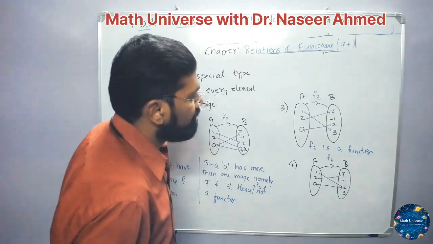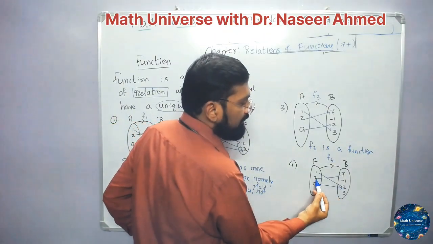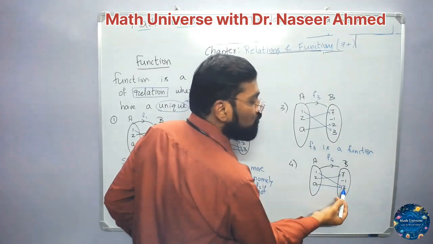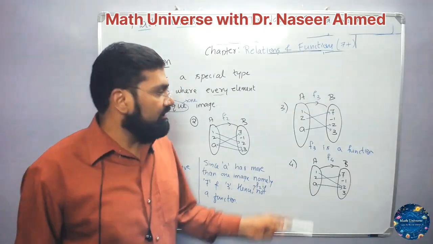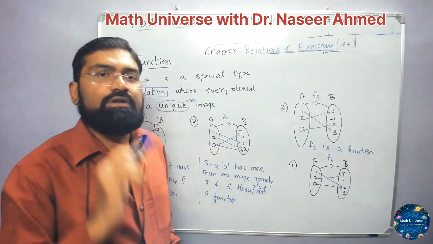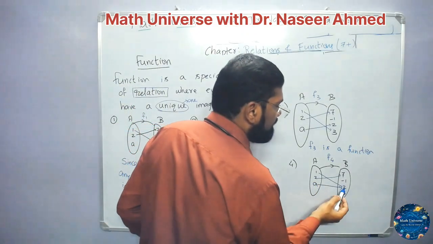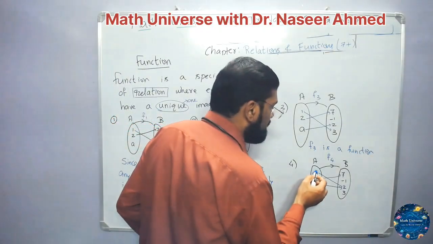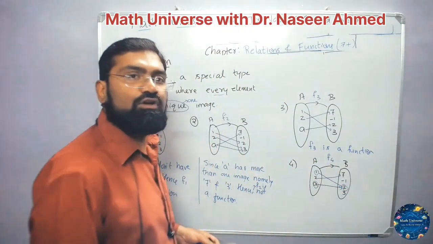Come to F4. What is the image of 1? 2. Only one image. What is the image of 2? 7. Only one image. What is the image of A? 2. Only one image. Many students will be thinking, now what do you think? Is F4 a function or not a function? Some students will think that since 1 and A have the same image, 2, therefore it's not a function.